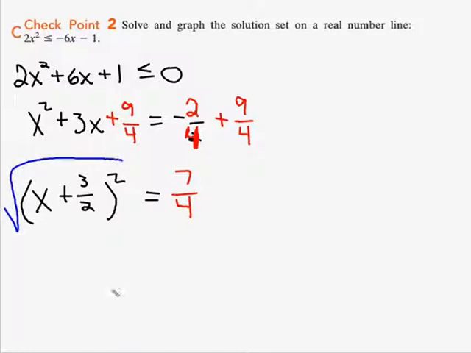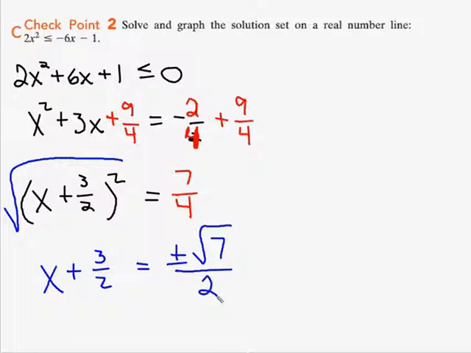At this point, we radical both sides. So now we have x plus 3/2 equals plus or minus the square root of the numerator, which is radical 7, and the square root of the denominator, which is 2. And then we are going to subtract 3/2 from both sides. So now it will be negative 3 plus or minus root 7 all over 2.